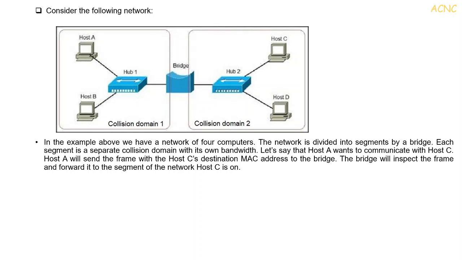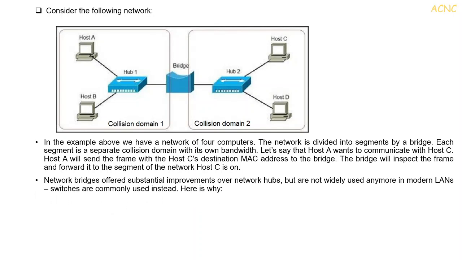That means if computer A wants to communicate with computer C, then computer A first sends data to the bridge, and the bridge identifies the MAC address of host C and makes the communication between those computers. Network bridges offered substantial improvement over network hubs, but are not widely used anymore in modern LANs. Switches are commonly used instead.